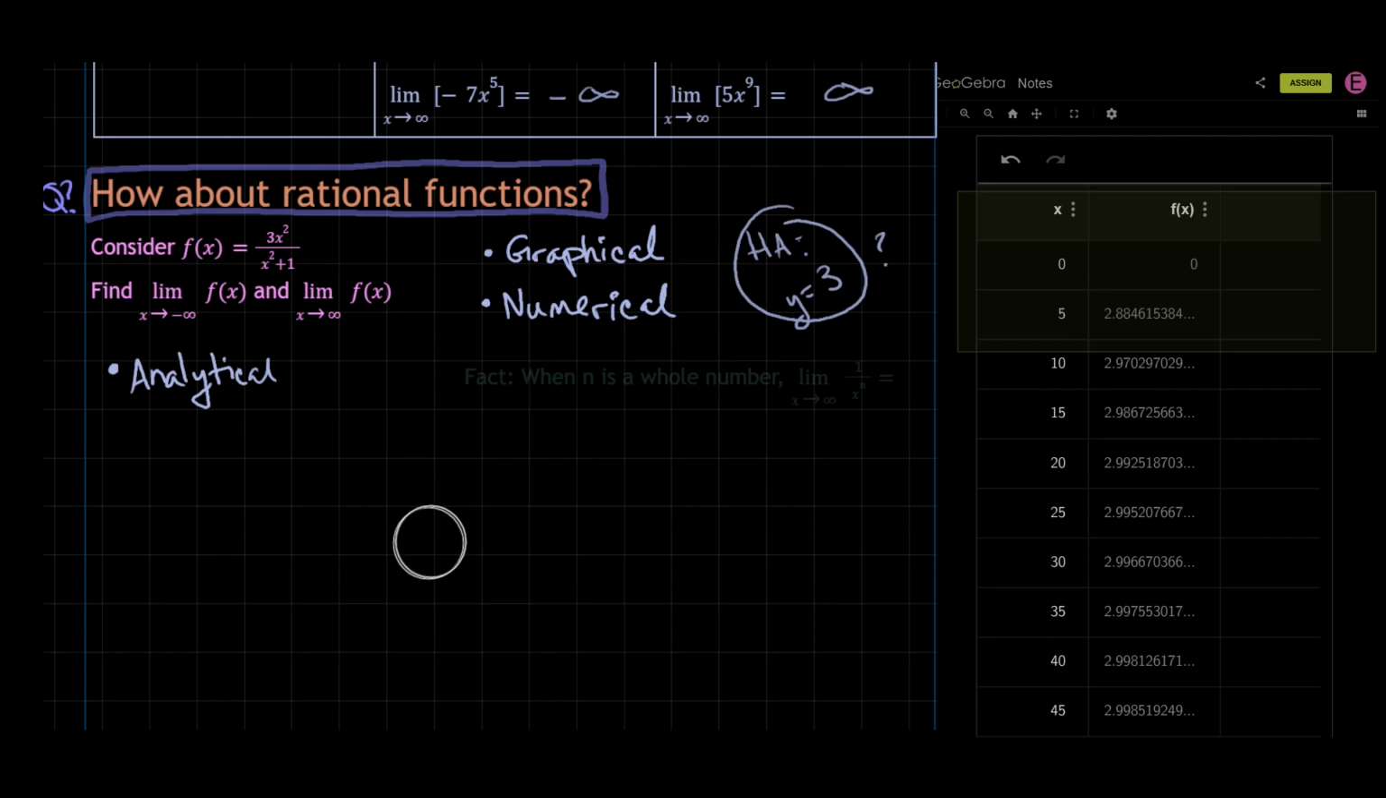One fact that we need in order to tackle this problem is when n is a whole number, a reasonable power on x that you would find in a polynomial or rational function, the limit as x goes to infinity of 1 over x to the n equals, well, what's going on here? We have 1 over a very, very large positive number. And 1 over a large number is a small number. That's going to go to 0.